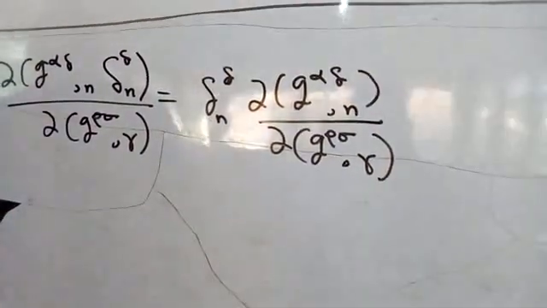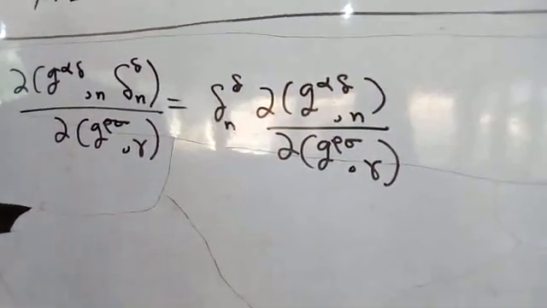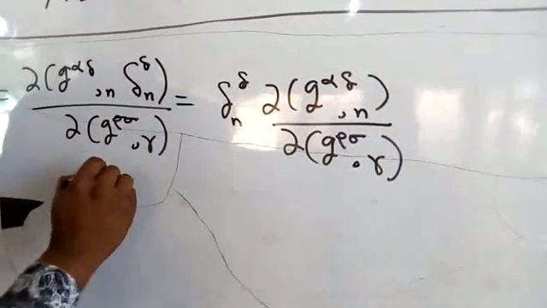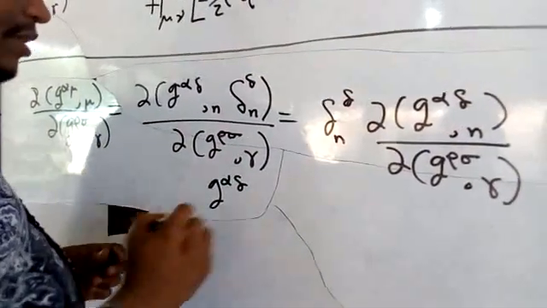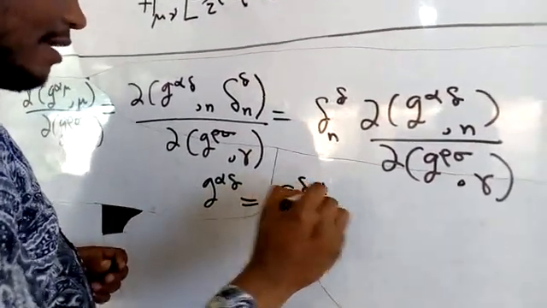Okay, now here comes something tricky. We know here that the metric tensor g alpha delta is symmetric. This is the same thing as g delta alpha.